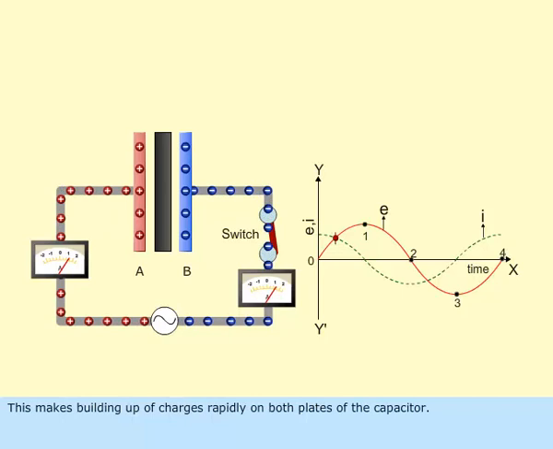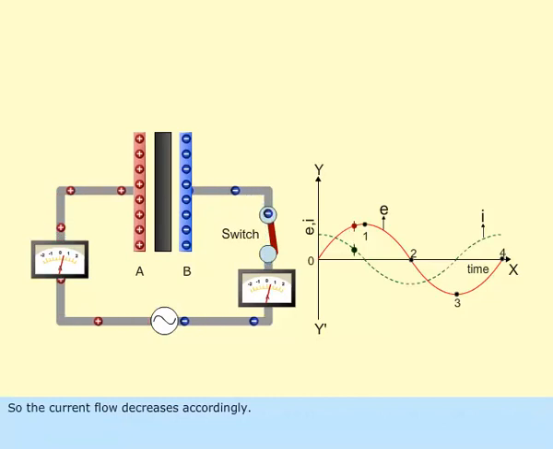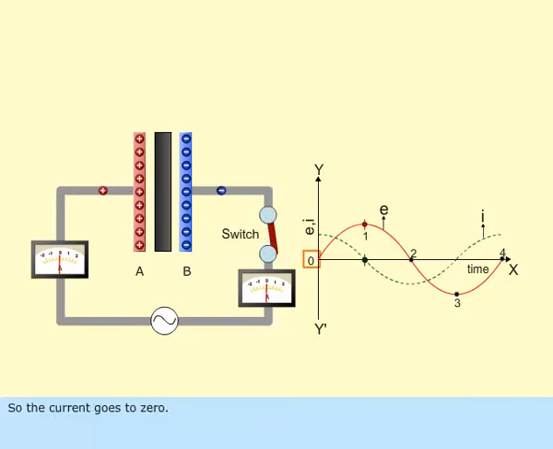This makes a rapid building up of charges on both plates of the capacitor. When the voltage wave approaches the peak point of 1, the rate of flow of electrons slows down. So the current flow decreases accordingly. When the voltage reaches the peak point at 1, the capacitor gets fully charged. So the current goes to 0.